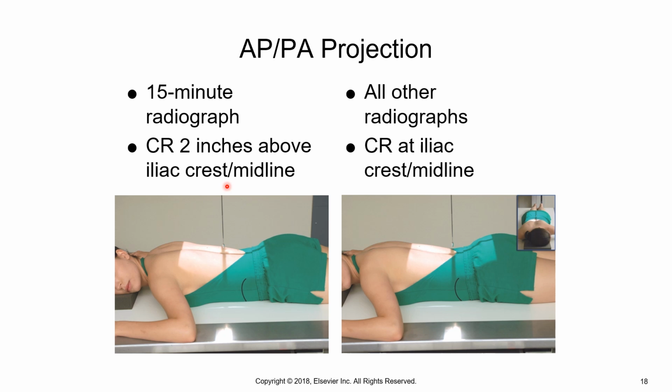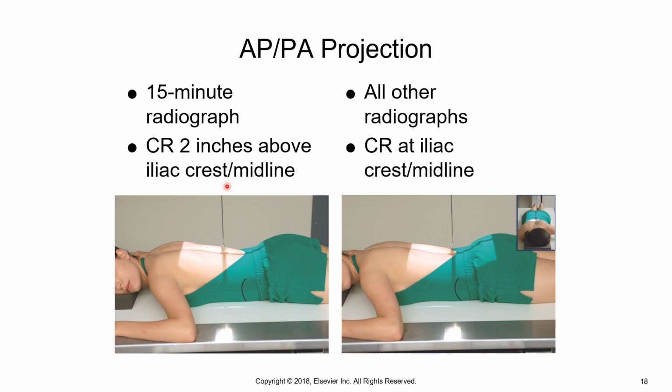Actually, I might have misspoke and said page 527 for the AP or PA small bowel. I apologize. It's 525 on that. Okay, so 525 shows you a PA small bowel, but there's no reason you couldn't do it AP.